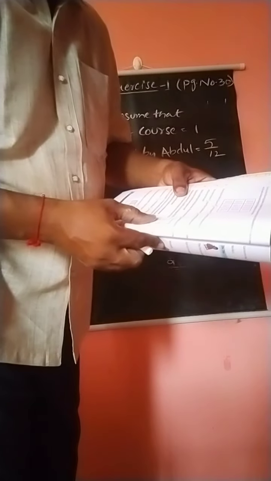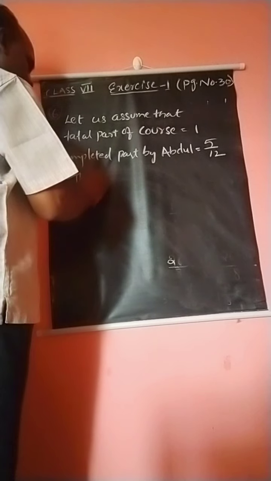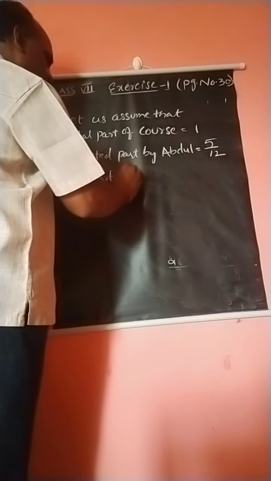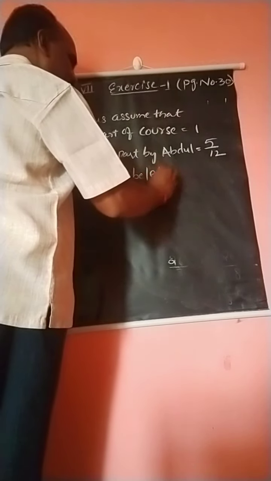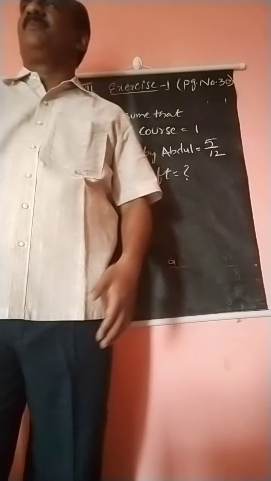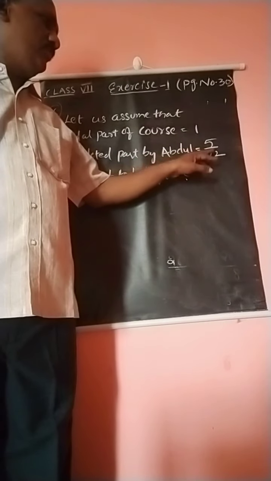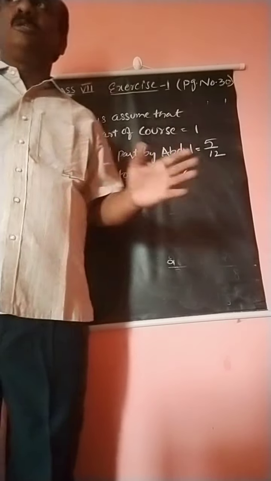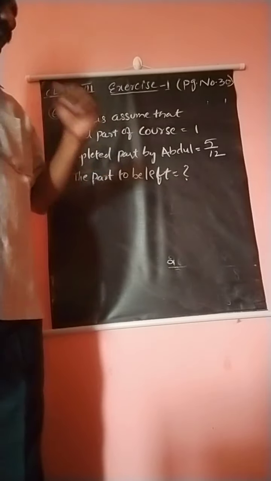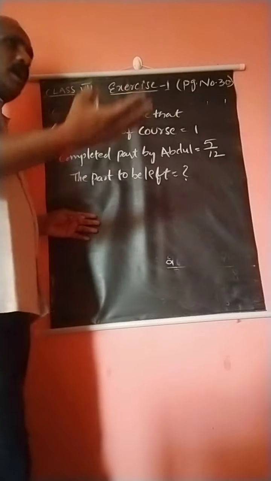Next it is asking, find out how much course is left. The part to be left is a question mark. Listen, children, they are asking that the person Abdul is preparing for one course. In that, he completed 5 by 12 part. Still how much part is left is the question.